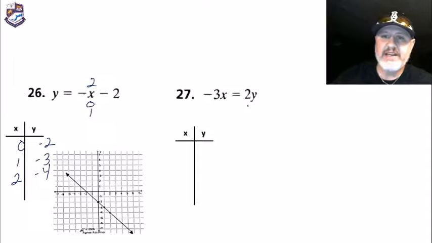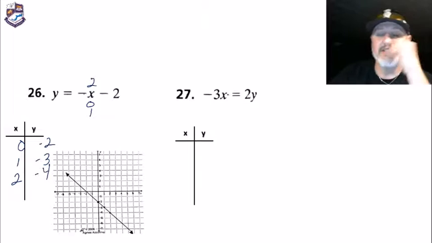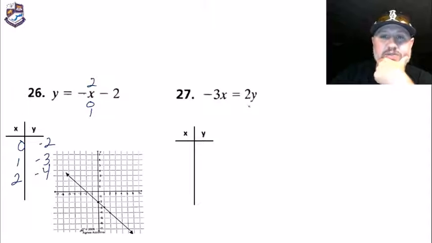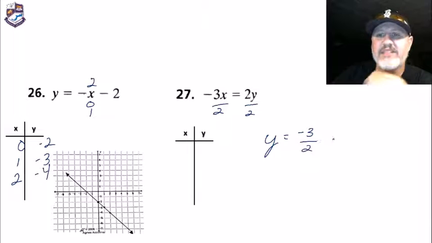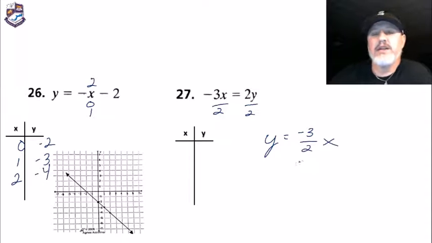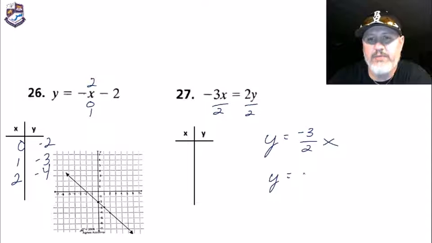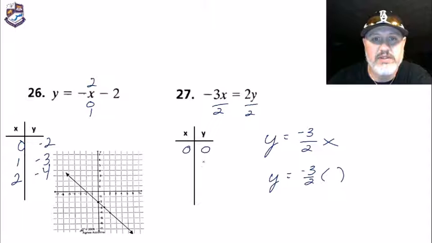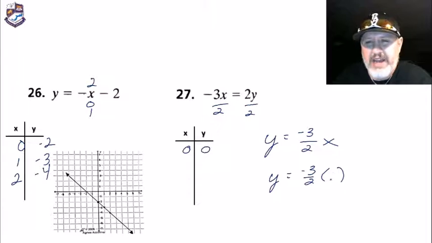And finally, to make my life easier, because this is a tricky problem, I'm going to solve for y. And watch what happens. I'm going to get y equals negative 3 halves x. Now, I want to pick a number to substitute here that's going to give me a whole number. So if I pick 0, that's good. If I pick 0, I'm going to get 0 equals 0. That's nice. All right, my origin is going to be a point. But if I pick 1, I'm going to have a fraction.